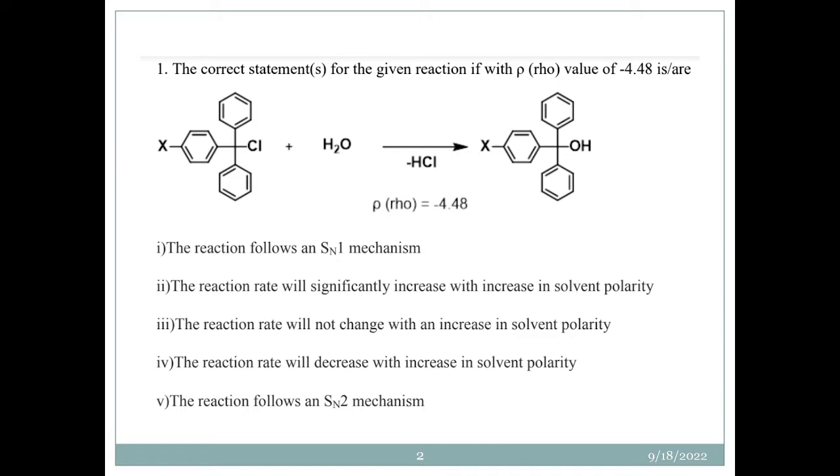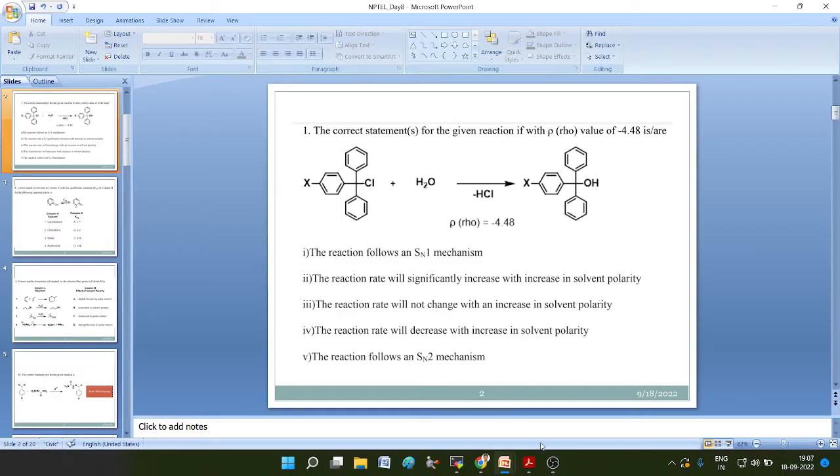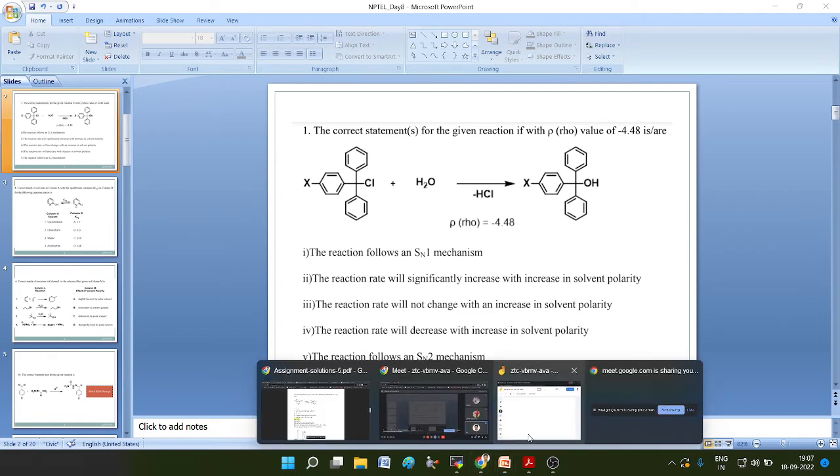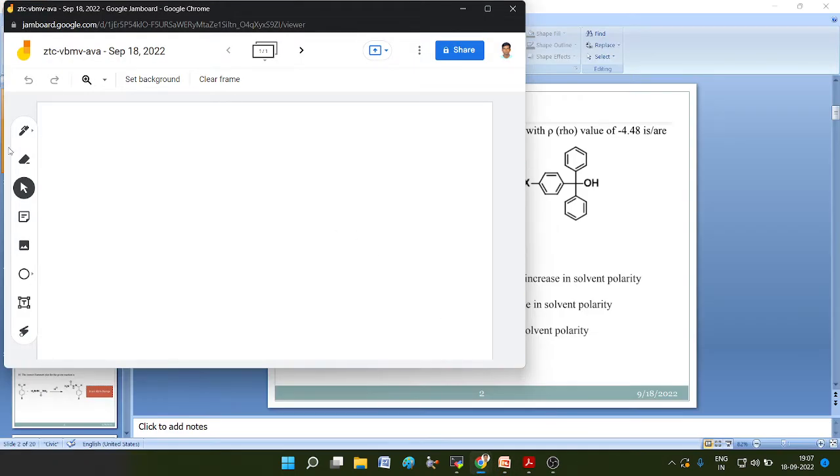Well, a negative rho value is shown. Now, actually, this mechanism is very easy. Just by looking at it, you can say what the mechanism will be and what the correct statement is. Even though we know it, we will try to get the significance of this rho value. So before I read the options, let's try to analyze what the rho value actually means. So we have our friendly whiteboard. We have plenty of time, I think.